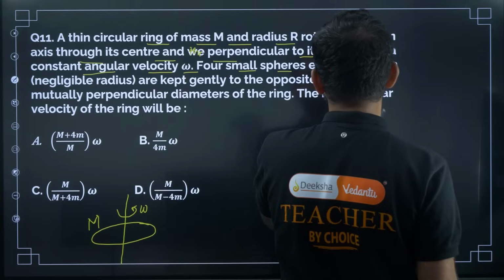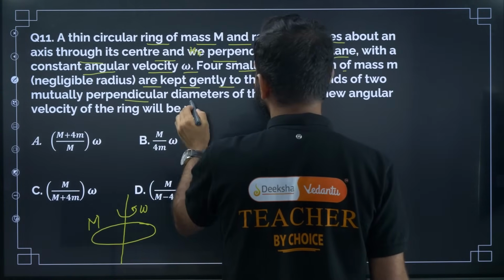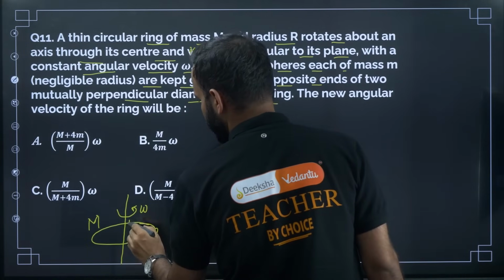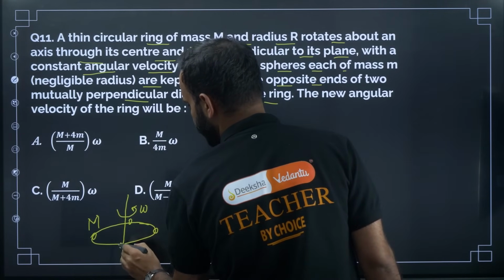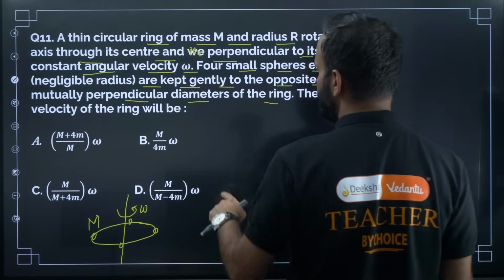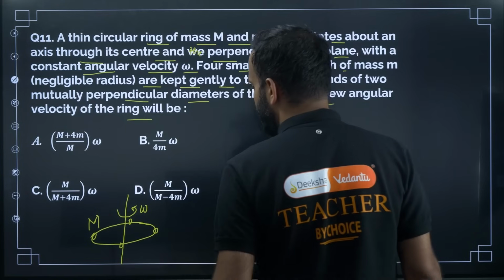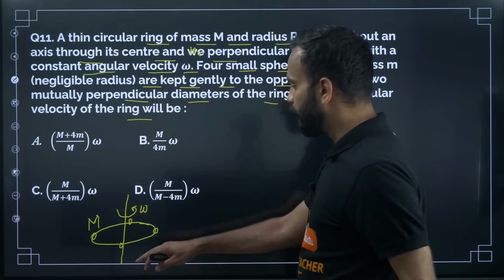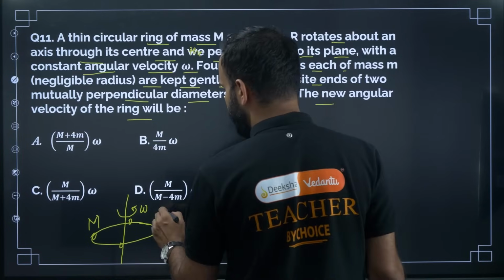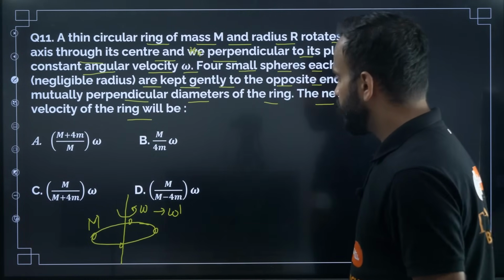4 small spheres, each of mass m, are kept gently to the opposite ends of the two mutually perpendicular diameters of the ring. Okay, so 4 particles here, here, here and here. So the new angular velocity of the ring will be, because of these particles, angular velocity of the ring changes, right? Now it changes to omega dash. We need to find the value of omega dash.